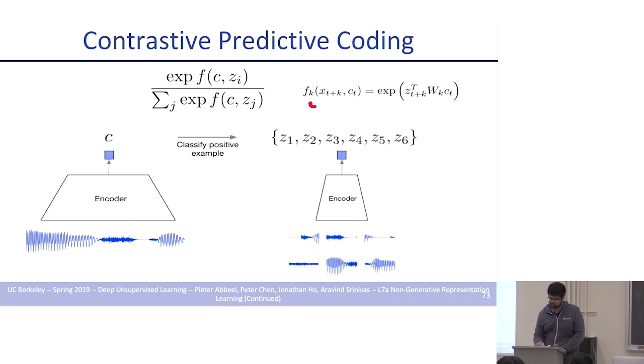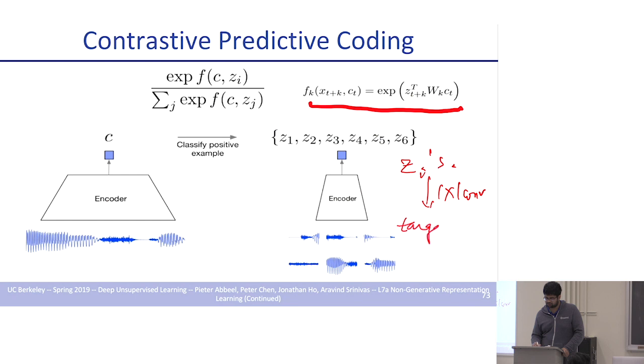And the specific form of the score matching that they use is an exponential of a bilinear product, where you take the Z_{t+k} corresponding to the true future and some weight matrix W_k and multiply it with the C_t. In practice, you don't have to implement it by calling, say, tf.get_variable for every time step. Instead, what you could just do is encode all Z_i's for every time step and do a 1x1 conv. So you just get target Z_i's for each time step. So you can club these two as one op and implement it very efficiently.